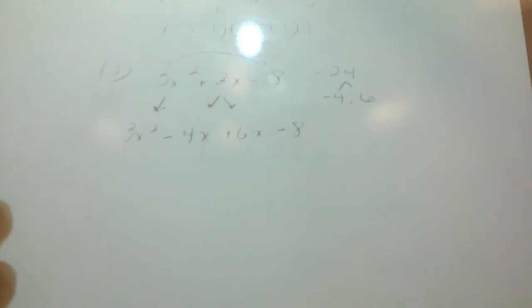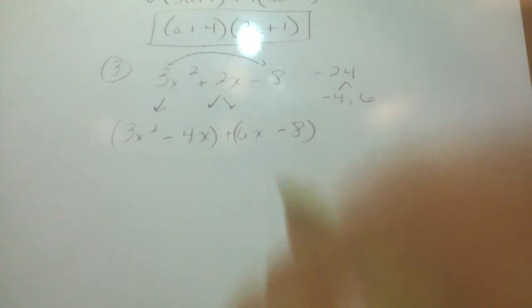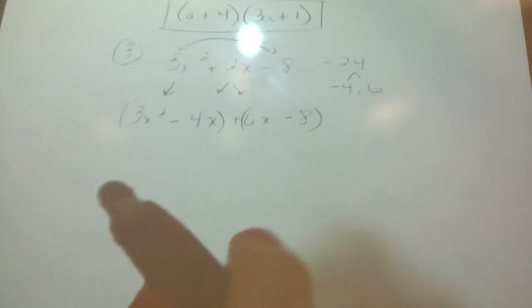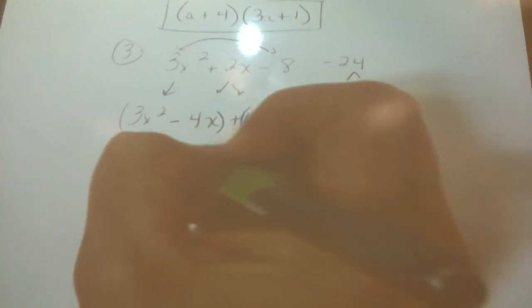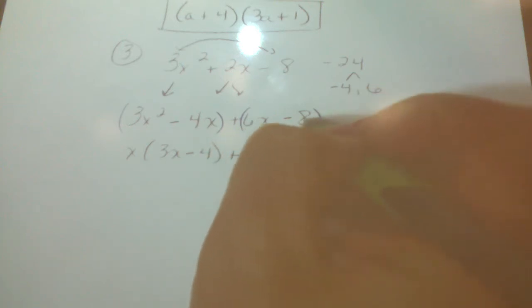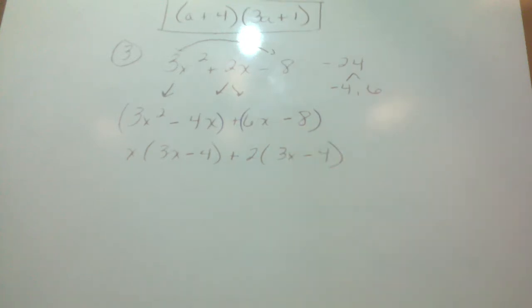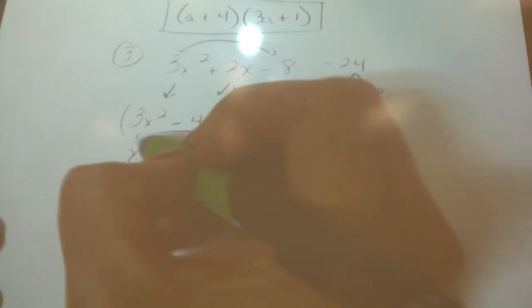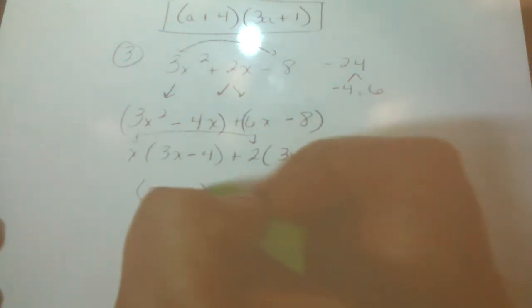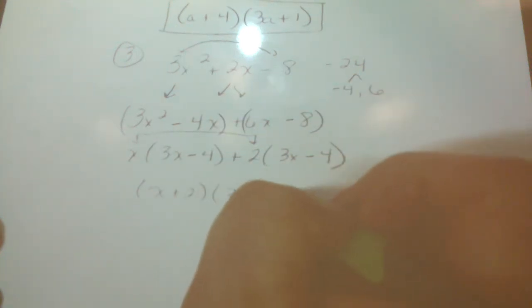Now it's time to group. So let's group the first 2 terms, the last 2 terms, make sure there's a plus. Let's take out the x. I'm left with 3x minus 4. Let's take out a 2 here. 6 divided by 2 is 3. 3x, negative 8 divided by 2 is a negative 4. Let's group what's on the outside together. So I've got x plus 2 and then 3x minus 4.